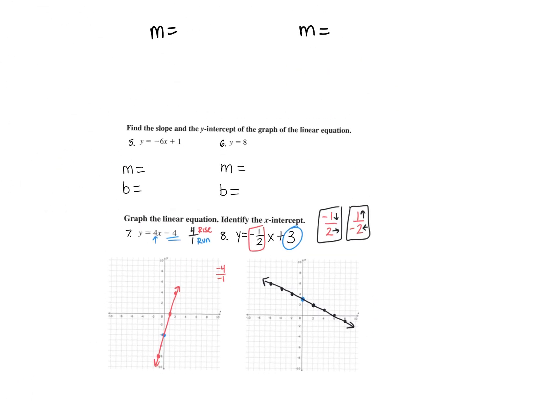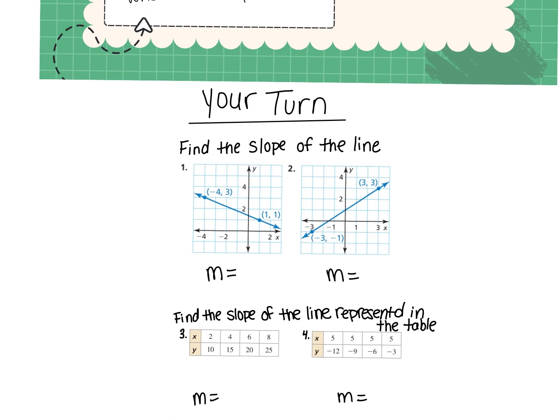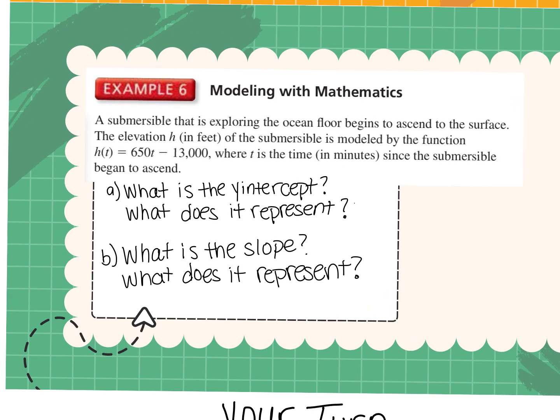Okay? Now, the last thing we're going to do is the word problem. It says a submersible, which is a fancy way of saying a submarine, is exploring the ocean floor and begins to ascend. Ascend means to come up to the surface. Descend means to go down. So it's ascending, it's going up to the surface. The elevation h, in feet, of the submarine is modeled by the function h of t, which is a fancy way of saying y, is equal to 650 t minus 1300, where t represents the time in minutes since the submarine began to ascend.